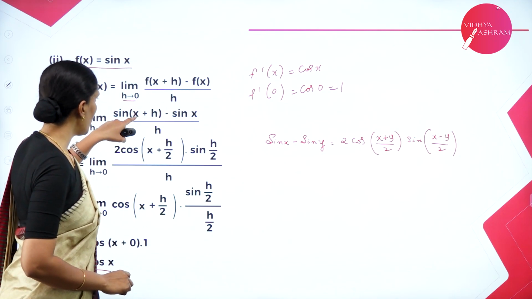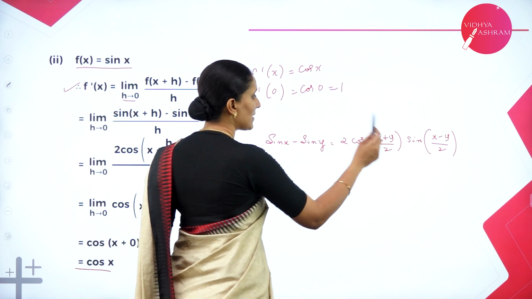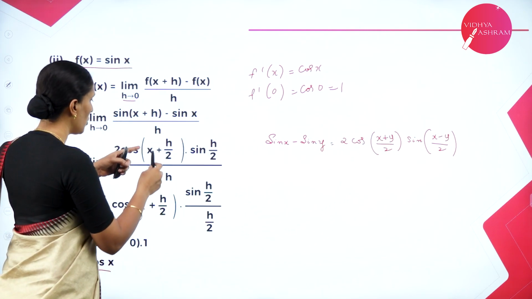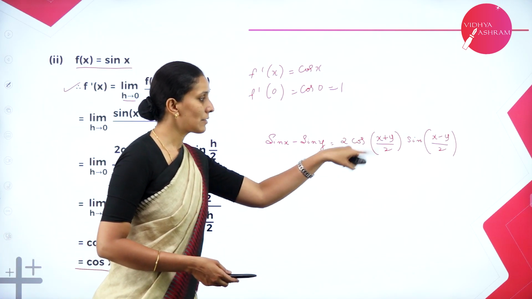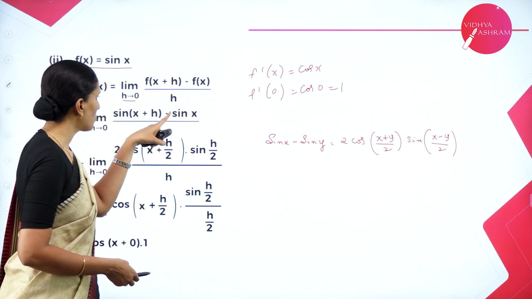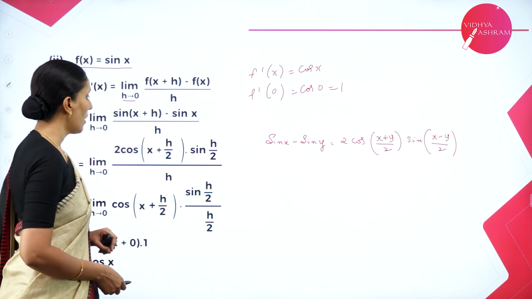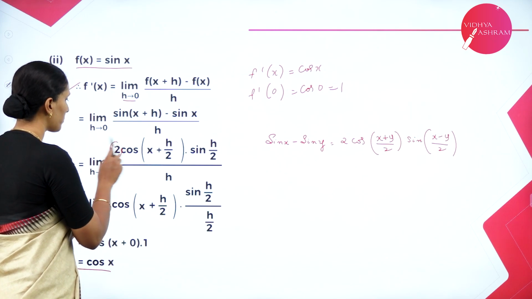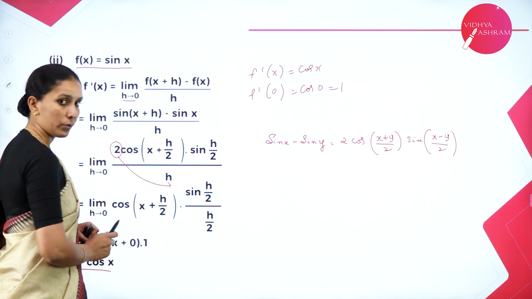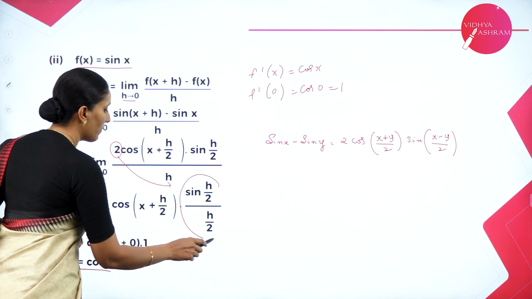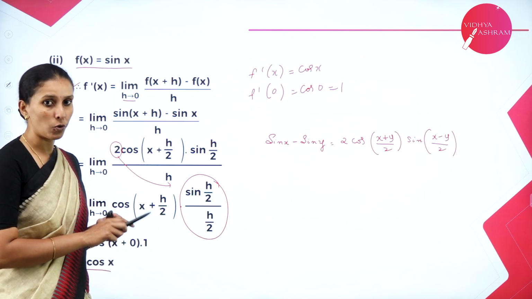Now since the x value is x plus h and the y value is x here, x plus x becomes 2x plus h. So 2x by 2 becomes x, and h by 2 remains the same. And here x minus y, x plus h minus x means x cancels, and we are left with h by 2. Now again here we have 2. I'll shift 2 to the denominator, so h becomes h by 2. Why? Because this function will be in the standard form of sin x by x as x tends to 0.